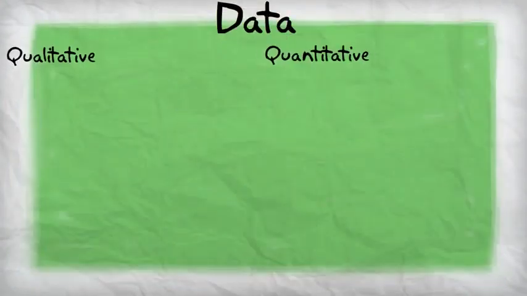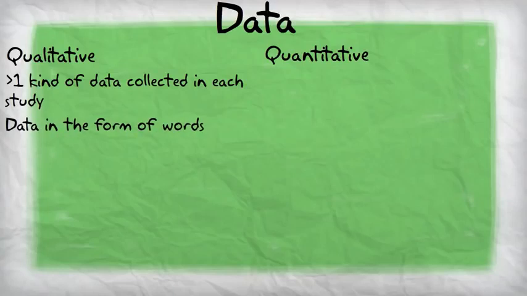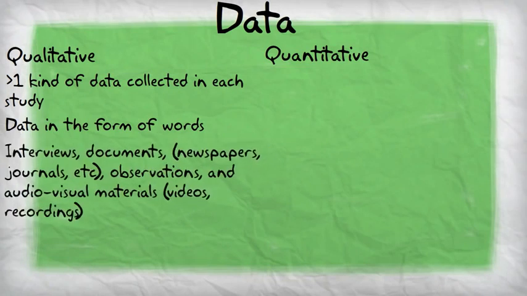Typically, in qualitative research, researchers collect more than one type of data in order to get a better, more holistic picture of what's going on in the field. The data used in qualitative research is almost always in what people say or their words. This data usually comes from interviews, documents like newspapers or journals, etc., observations, and audio-visual materials like videos or audio recordings. Researchers usually obtain multiple types of these kinds of data in order to answer a research question.